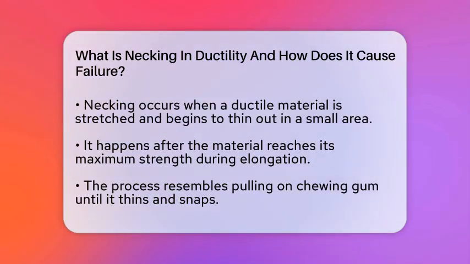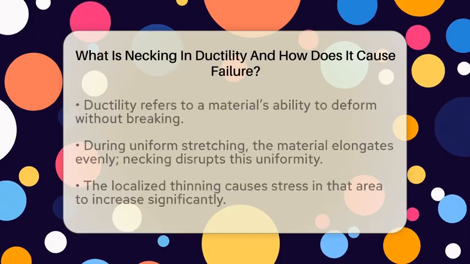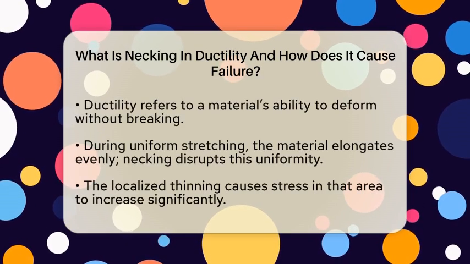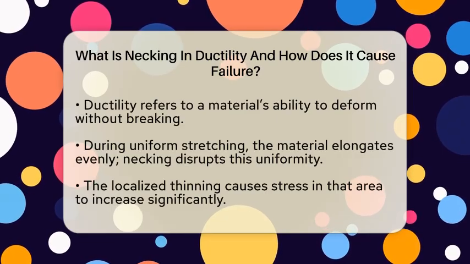Instead of stretching uniformly, the material starts to thin out in a small, localized area. This is called necking because that part looks like a tiny, narrowing neck. Ductility is a material's ability to stretch or deform without breaking. Think of it as how much a metal or plastic can bend or stretch before it snaps. When you pull on a ductile material, it first elongates evenly.